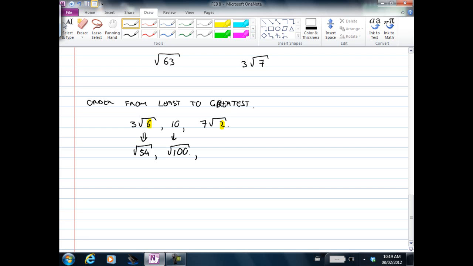Okay, no tricks. Very simple. Hartaj, what about 7 root 2? Root 98. Hey guys and gals, we can figure out which one's the smallest. So here is my smallest, 3 root 6. My next smallest really is root 98, which is 7 root 2. And finally, 10. Voila. That is your crash course.